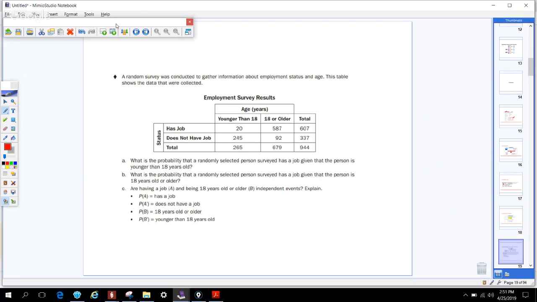Who's got an idea how to do this problem? What is the probability that a randomly selected person surveyed has a job given that the person is younger than 18? How many people are younger than 18 in this survey? 265. That 265 is your denominator. Of the people who are younger than 18, how many of those people have a job?